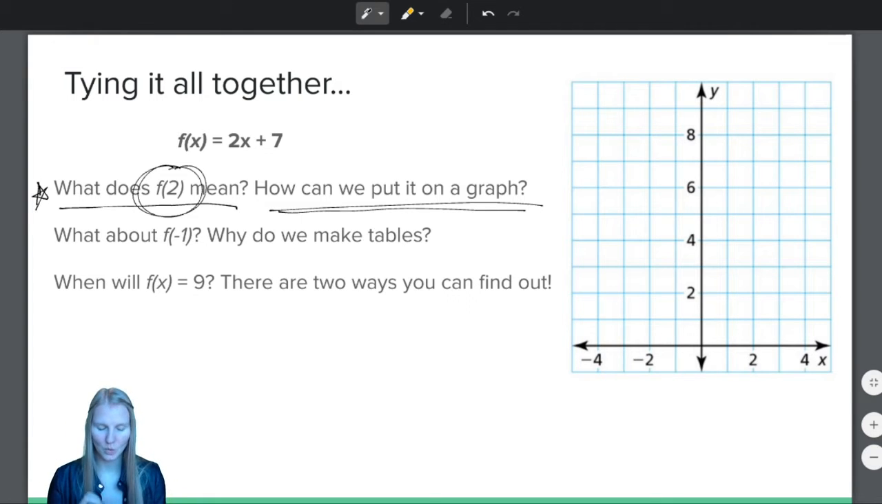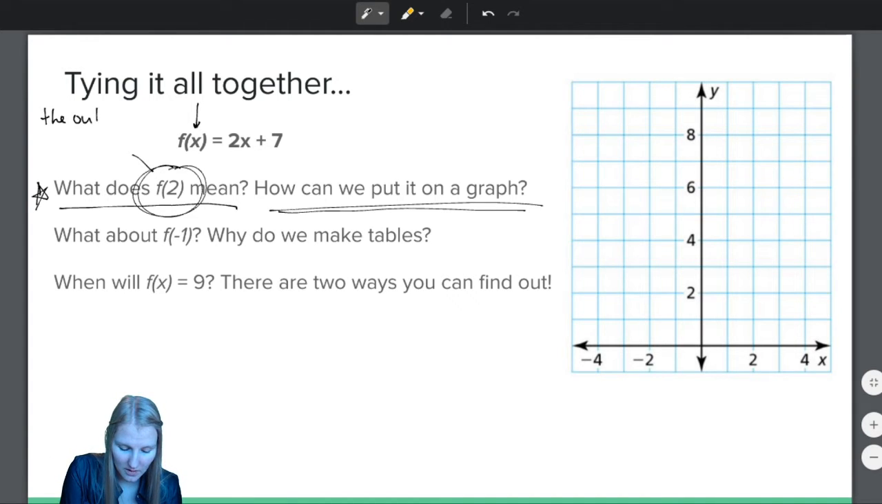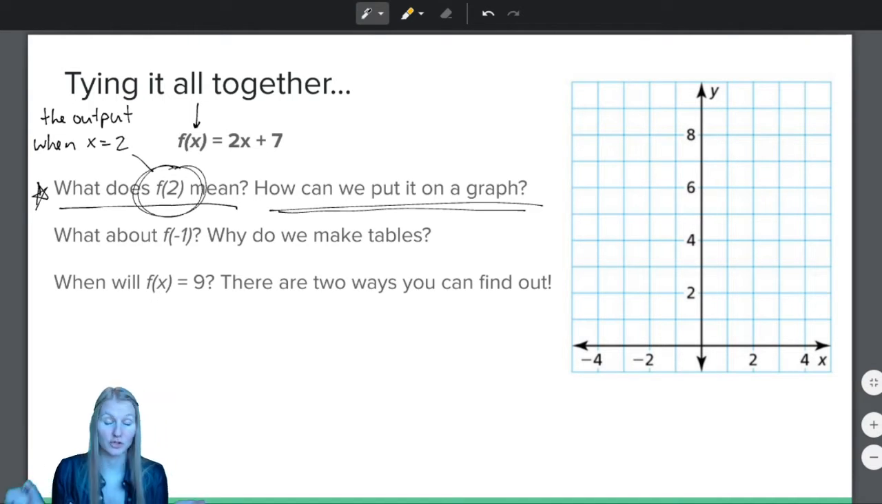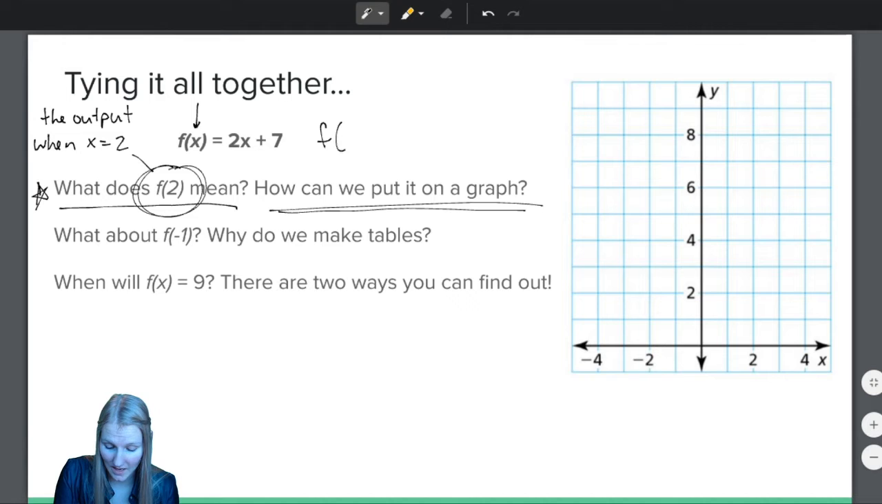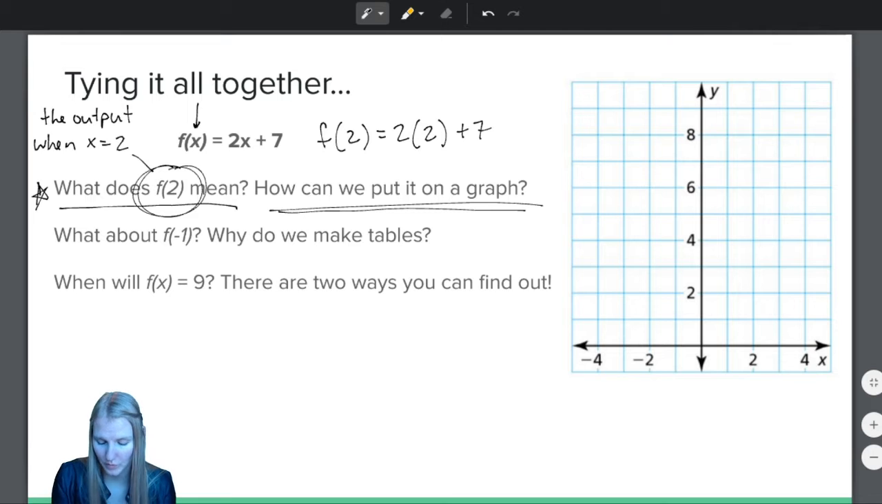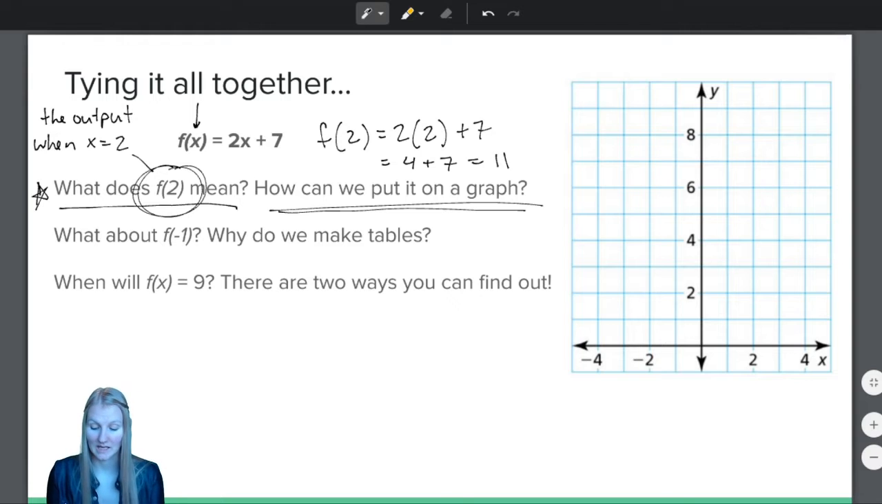So, what does f of 2 mean? F of 2 means when we plug 2 in for x, when we take 2 as our input, what is the output? So f of 2 is the output when x equals 2. And the way that we find it is by taking f of 2 equals 2 times 2 plus 7. That's 4 plus 7, which is 11.